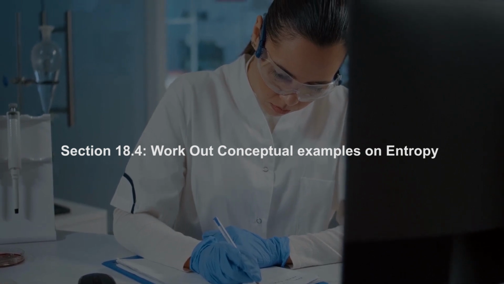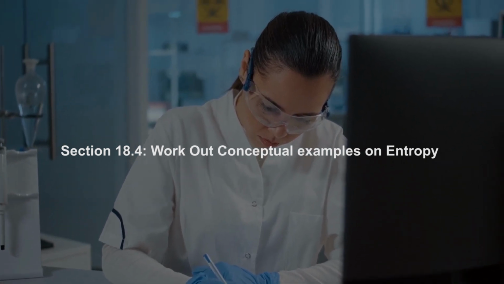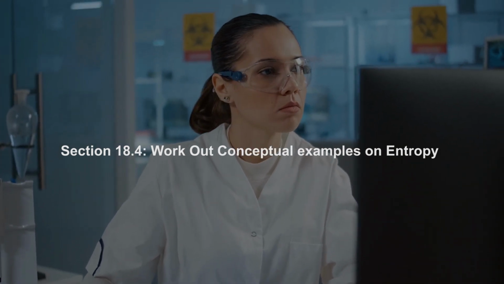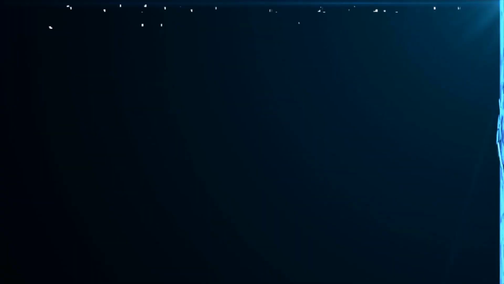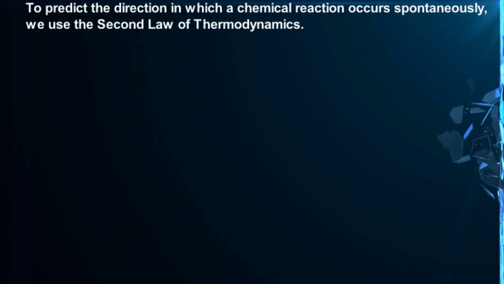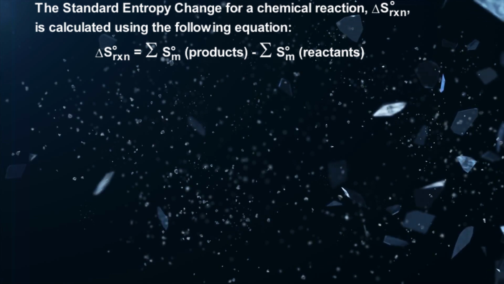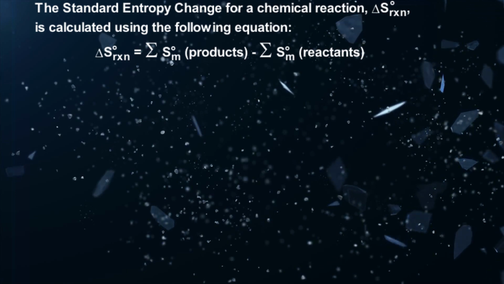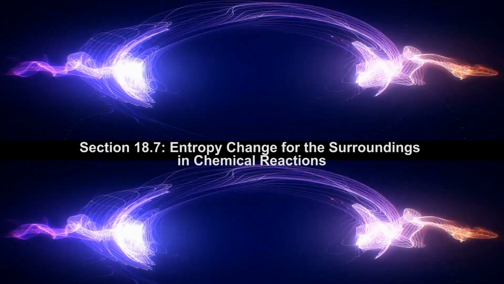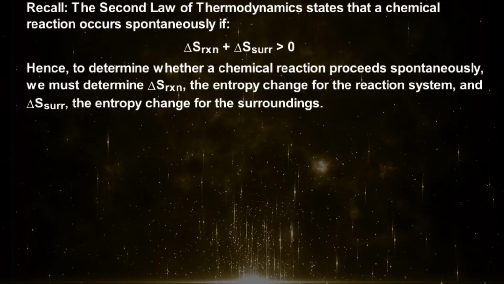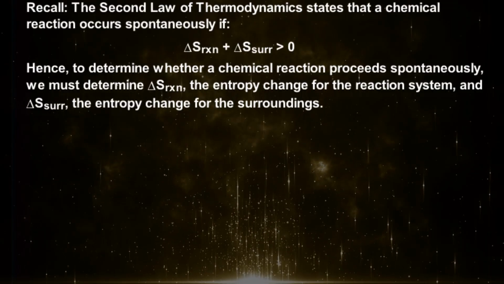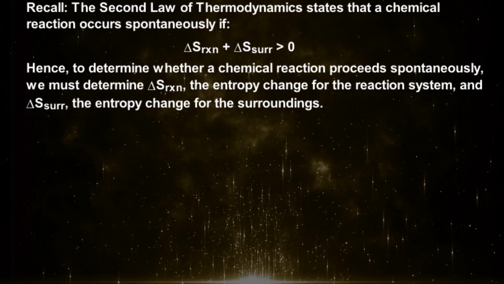We expect you to work out all the workout examples simultaneously with us. In Section 18.5, Standard Entropy Change for Chemical Reactions, along with examples involving calculations of entropy change, are discussed. In Section 18.7, Entropy Change for the Surroundings in Chemical Reactions, along with examples, is introduced.